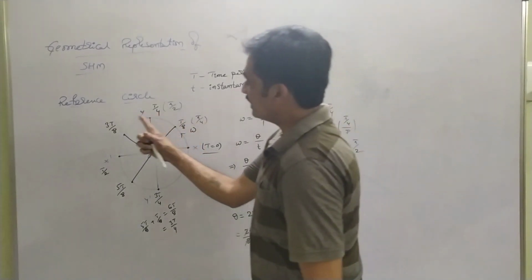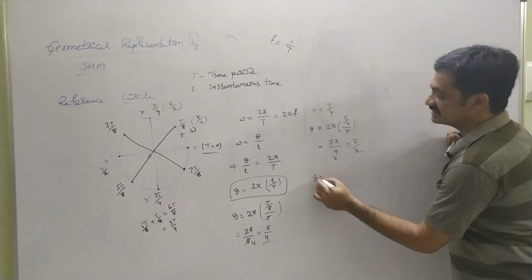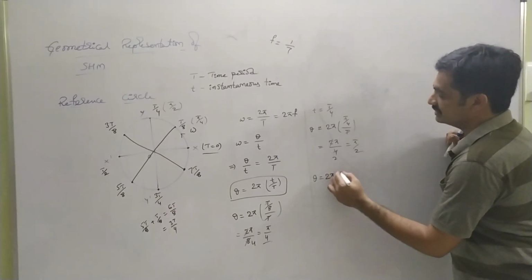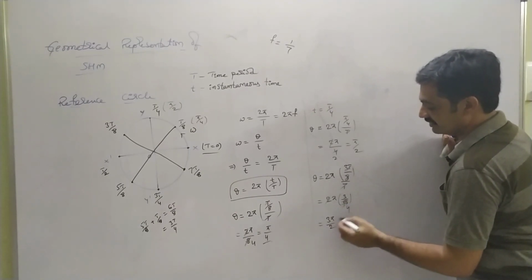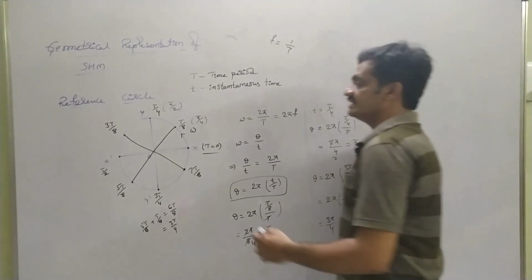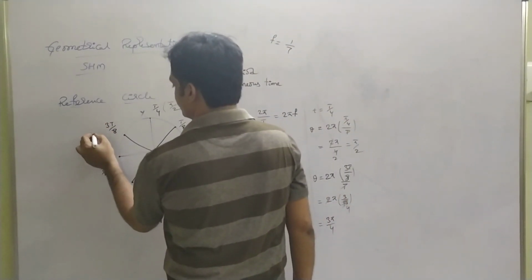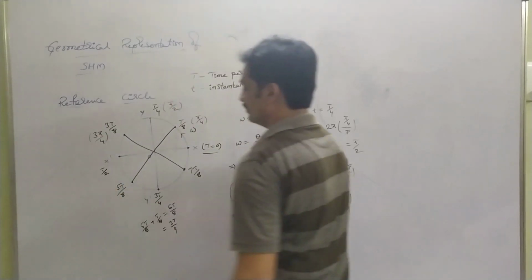And when the particle reaches this position at this time period, the angle made by the particle is given as 2 pi into 3 by 8. As we cancel here, we get 3 pi by 4. So at this time period 3T by 8, we have an angle of 3 pi by 4.